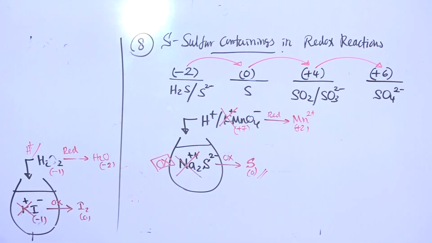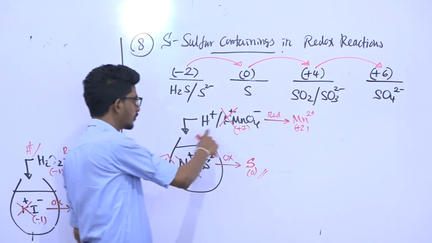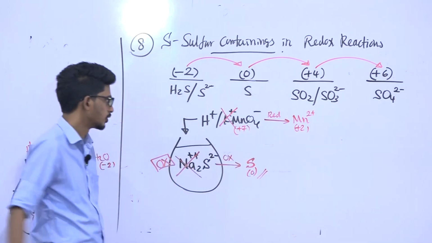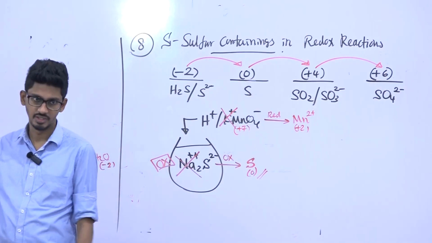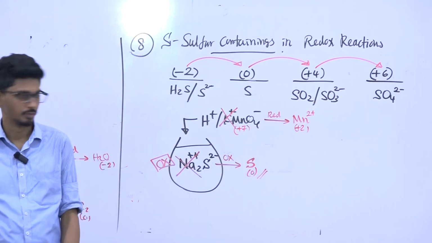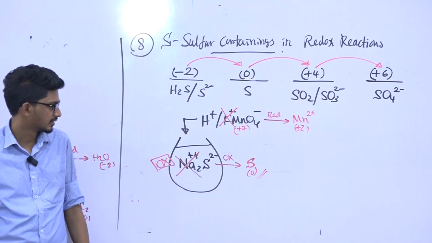So this is a reaction in acidic medium where MnO4 minus reacts with Na2S to produce Mn2 plus and sulfur. You may produce water as well when balancing the equation. Balancing is something we learned last week.